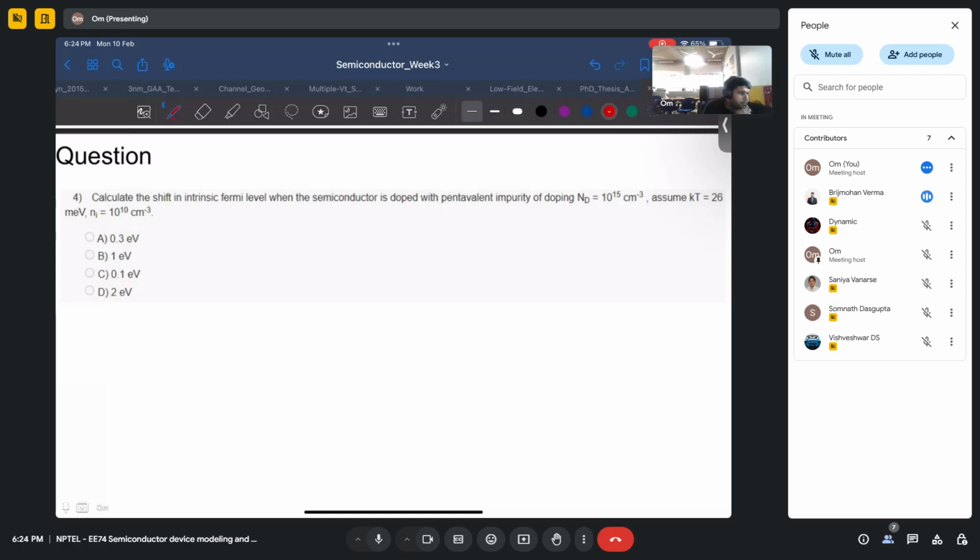Is 0.026 what we are taking here? Sorry, KT, we are taking 0.026. Yes. Okay, then 0.3 eV, electron volt, right.